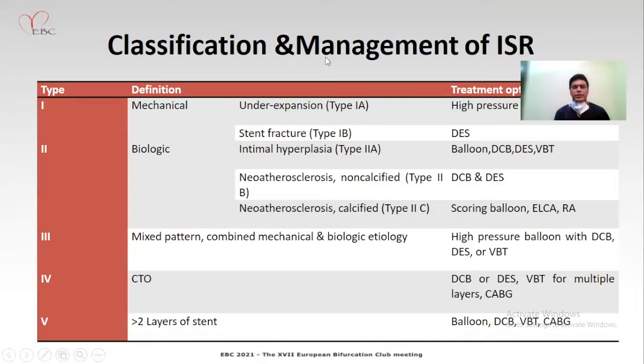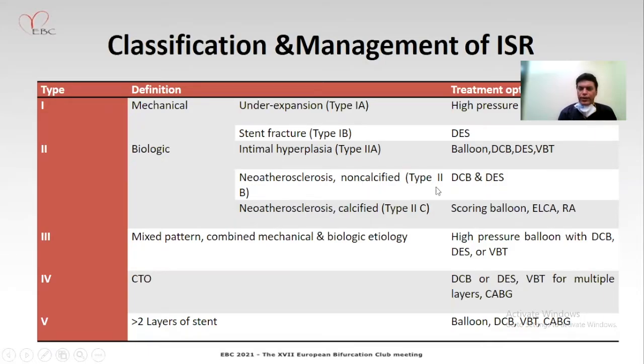classification and management of ISR, is it mechanical? Is it because of a biological cause, or a mixed pattern, CTO, or more than 2 stents? Based upon the etiology, you can choose the treatment of choice. If it is mechanical, due to under-expansion, a high-pressure balloon or DCB can be used, or for stent fracture, repeat stenting. For intimal hyperplasia, you can do the DCB or DES or VBT.